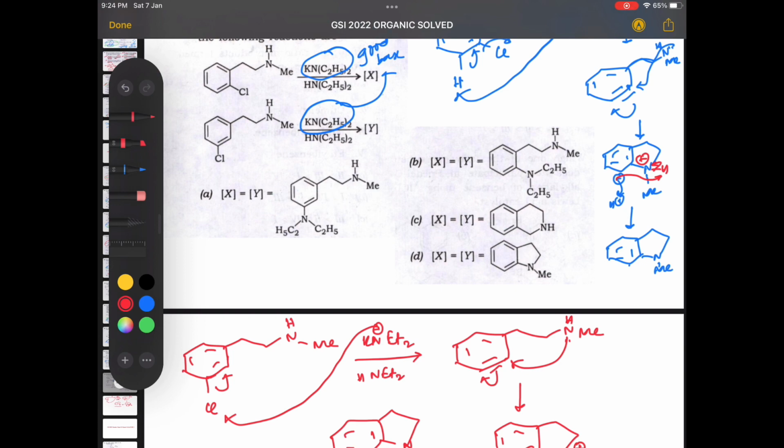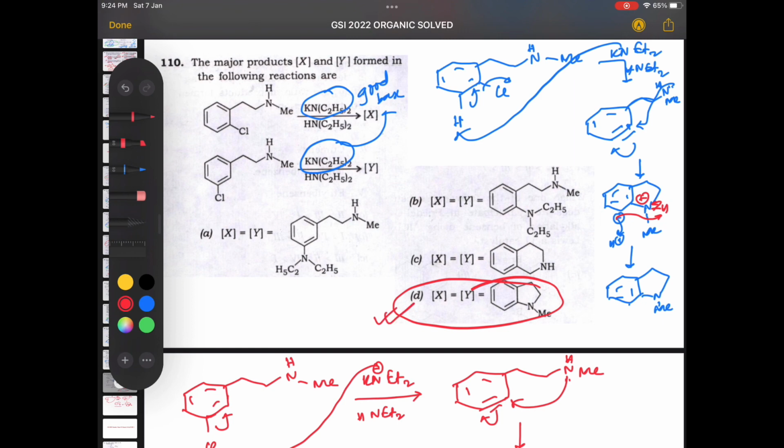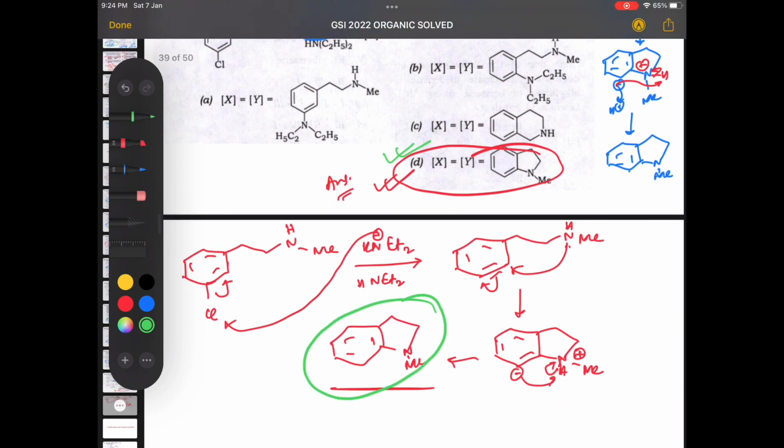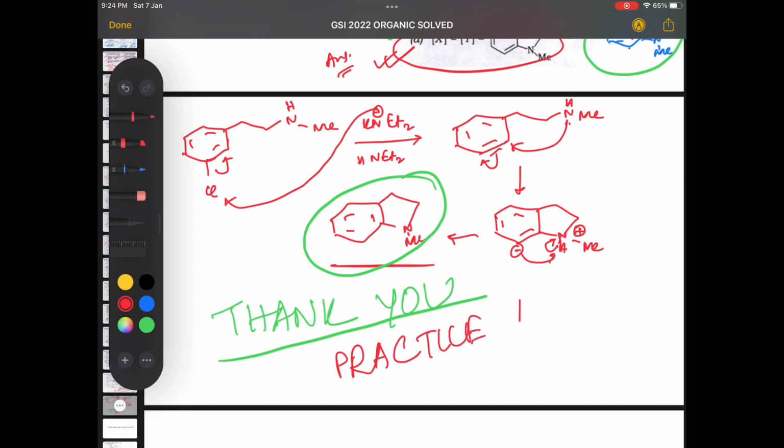Even during the exam, if you have a time crunch, you do not have to go for the whole mechanism. You can directly answer option D in this particular case via the elimination process, because X is already that particular formula. So thank you for listening, and as I always say, practice hard and you do good. Thank you.